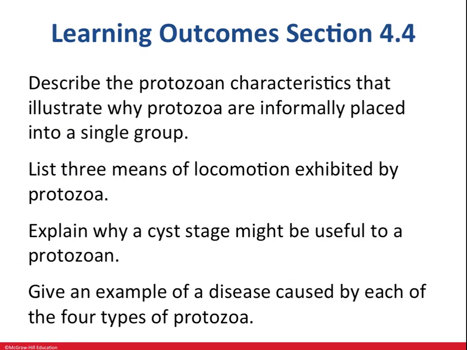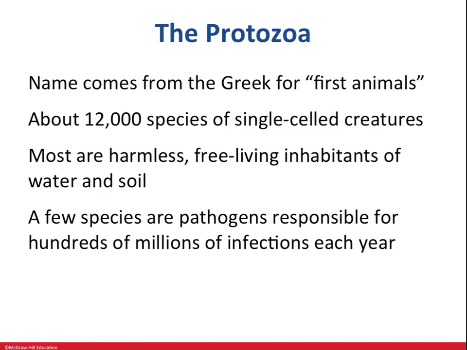Now let's work on section 4. Section 4 is talking about protozoa. Protozoa is a Greek word meaning the first animals. The protozoa has 12,000 species of single-celled microorganisms. Most are harmless. However, some can cause disease. They live in the water or the soil. Some can cause millions of infections each year.